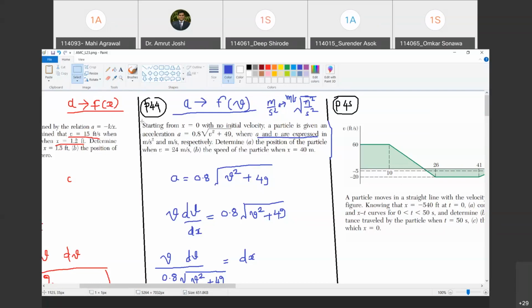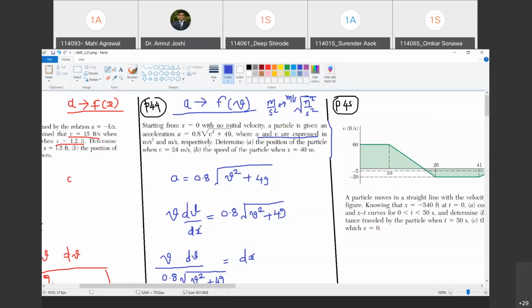Okay. Now, a is given as 0.8 square root of v square plus 49. Are you with me? Yes, sir. As acceleration is given as a function of velocity, we are going to stick to this form. Acceleration can be written as v dv by dx. We have proved this.